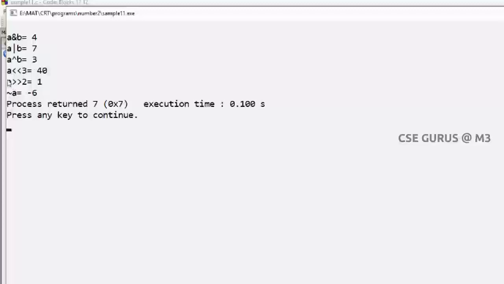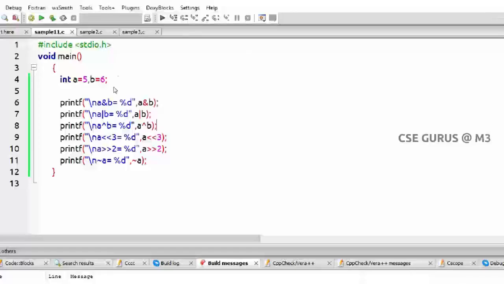We got 1, right? Now you can see tilde of a, 5. The tilde value is minus 6. I told you, no? So if I give a value as minus 6, you will get 5, right? So like this you will get the outputs. You can even check other values also. You can change these values and you will get the answers. So like this you can execute these bitwise operators, and these values are very important if you go for typical scenario-based programming.